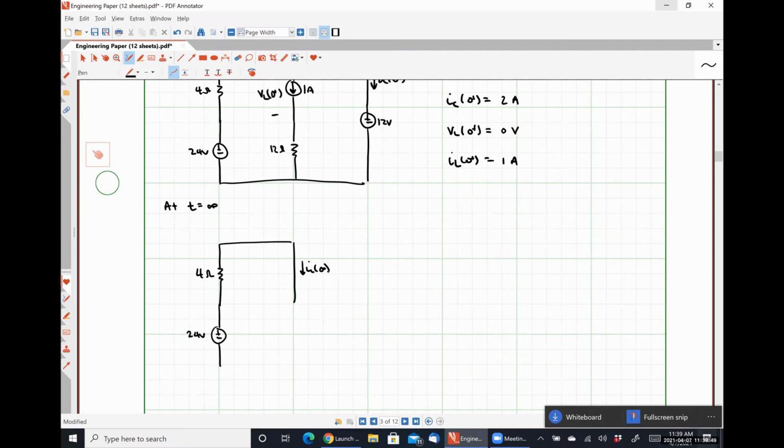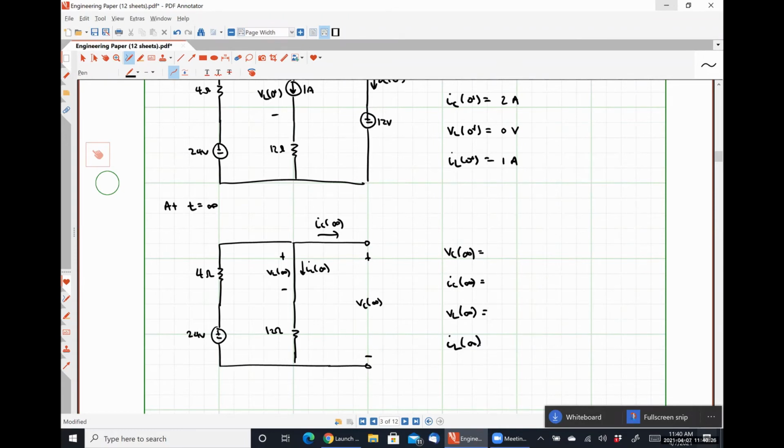Here's IL at infinity, VL at infinity. Here's our 12 ohm resistor. Here is our capacitor. It's an open circuit. Here's VC at infinity. Here is IC at infinity. And let's see, VC at infinity, IC at infinity, VL at infinity, and IL.